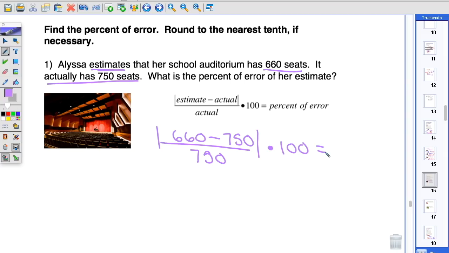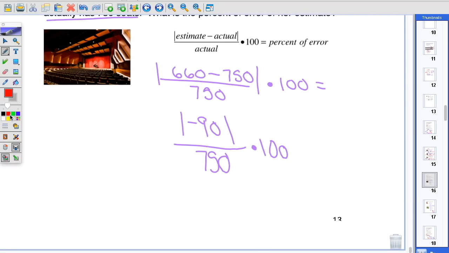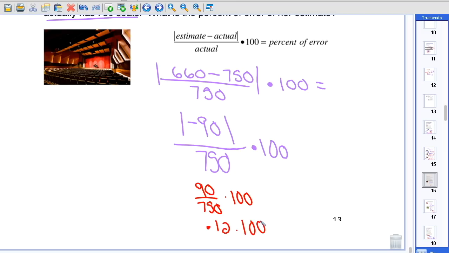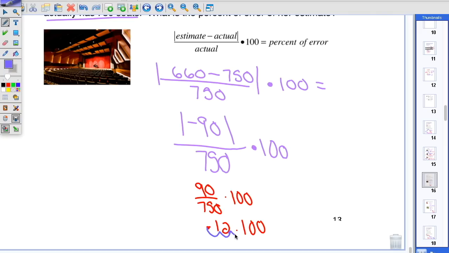We can use a calculator to subtract, and when we subtract, we get negative 90. Put it in your absolute value, and we're going to divide by 750. Multiply it by 100. Take the absolute value of the negative 90, so that is 90 divided by 750 times 100. 90 divided by 750 gives you 0.12 times 100. When you multiply by 100, it moves your decimal 2 places to the right, so that is 12. Add your percent sign, 12% error.